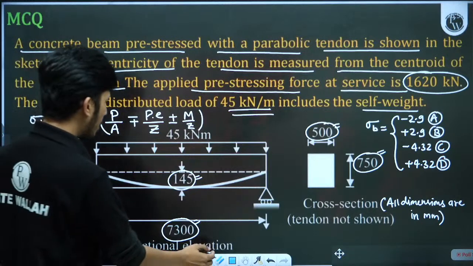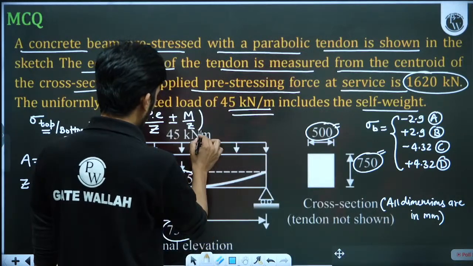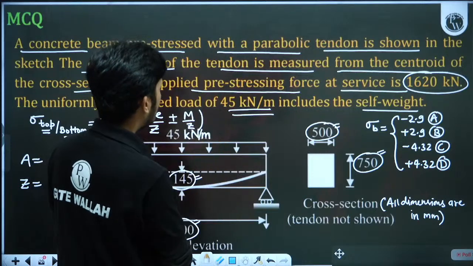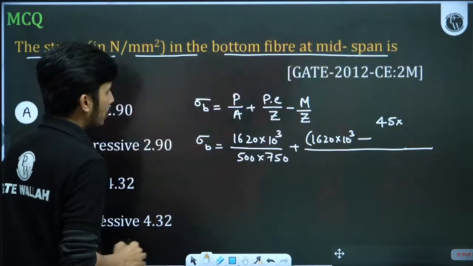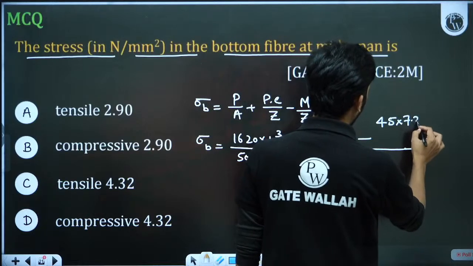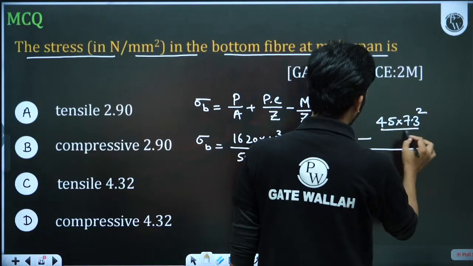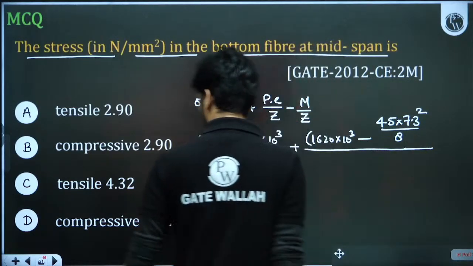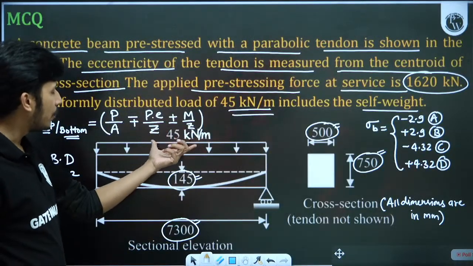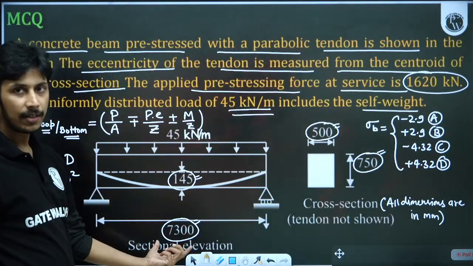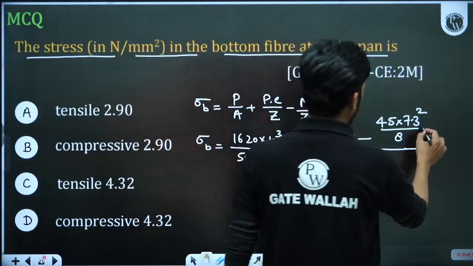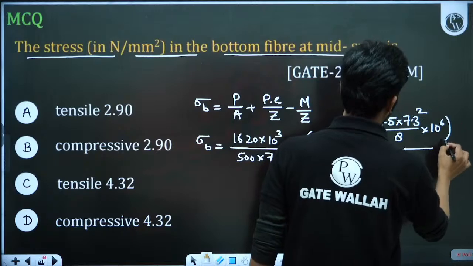It will be kilonewton per meter, not kilonewton meter. It should be kilonewton per meter. This is written wrong. Here let us see, yes, 45 kilonewton per meter. So let us calculate it in kilonewton meter. So 45 into 7.3 meter is the span by WL square by 8. So WL square by 8 is the moment in kilonewton meter, because 45 kilonewton per meter is the UDL and length is 7.3 meter. It is 7300 mm, 7.3 meter. So this will be in kilonewton meter. Into 10 raised to power 6, it will be in Newton mm.